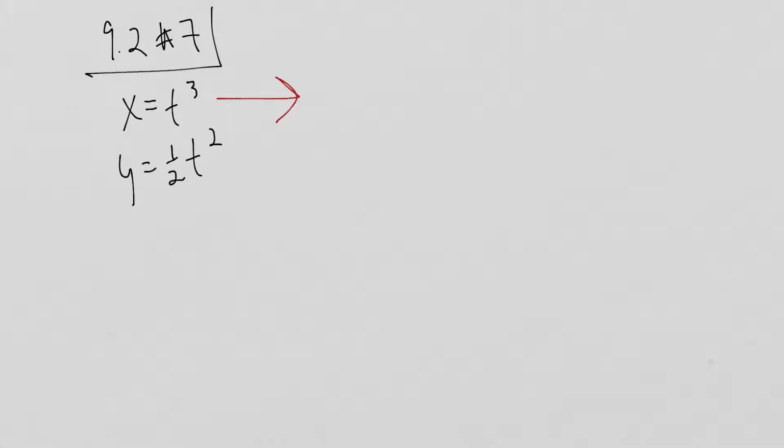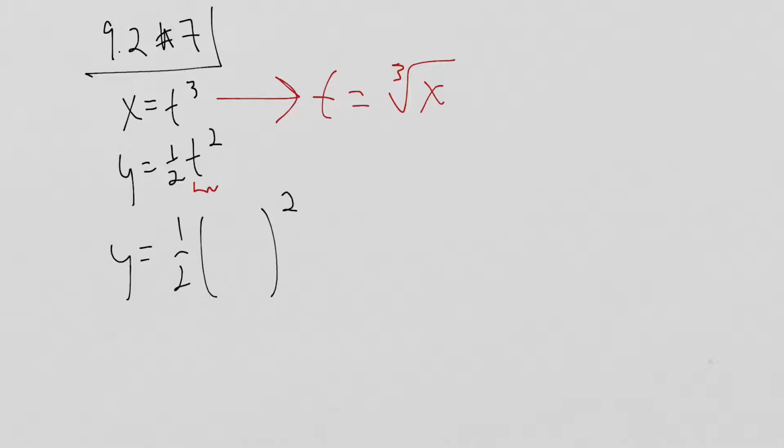But the process is going to be the same thing. I'm going to solve for my t in this. That gives me t equals cube root of x. And then I'm going to plug that in for t here. So I get y equals 1/2, open parentheses, squared. And then this piece right here goes in right there. So I get cube root of x. So when I simplify that, I get 1/2.